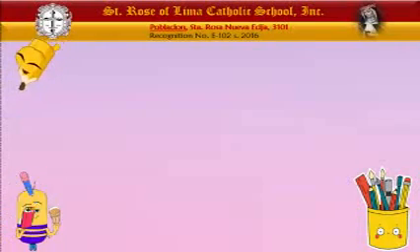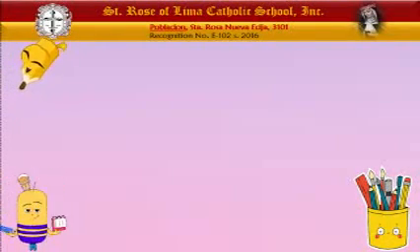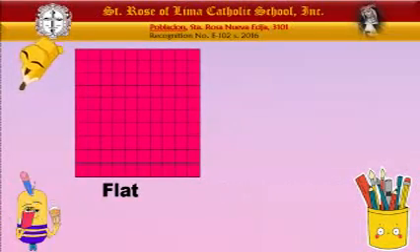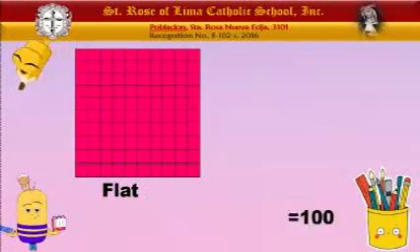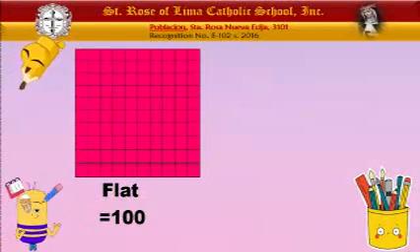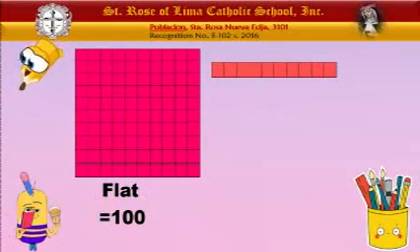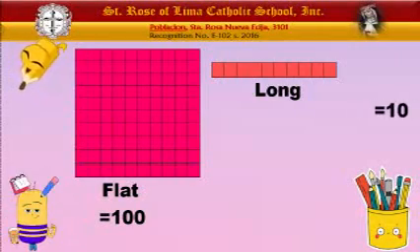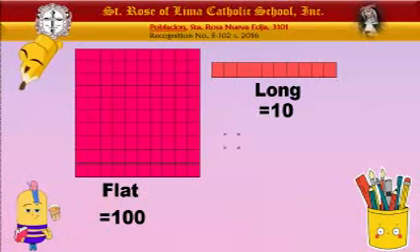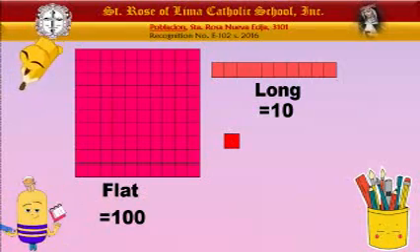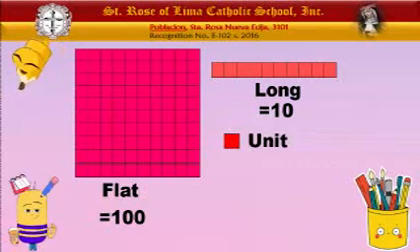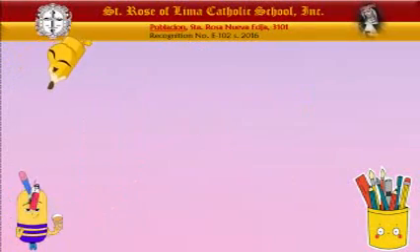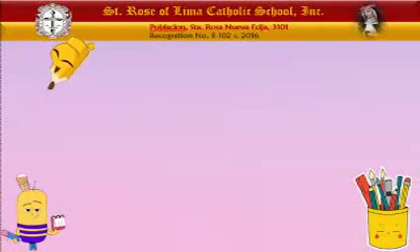So that is what flat, long, and unit are. Again, what is this one? This is a flat. Very good. And flat is equal to 100. Next is this one. This is a long. Very good. And long is equal to 10. And lastly, this one, this is a square. This is the unit. And unit is equal to 1. So now, let's move on.